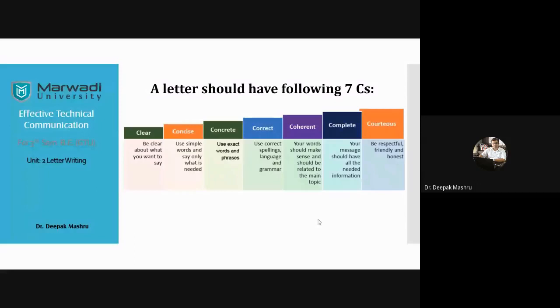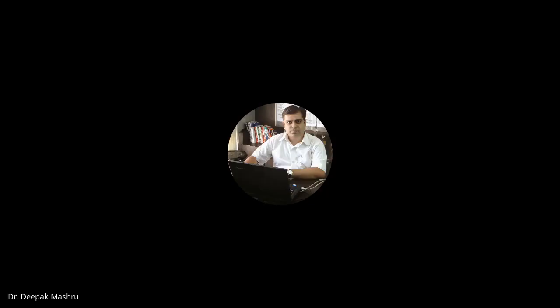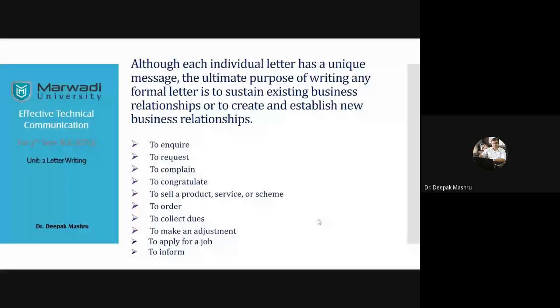Now, every individual letter is unique, we know that, right? Now, what is the purpose of writing a letter? It is very simple: to sustain the existing business relationship. That means whatever existing business relationship is there, you need to sustain and maintain that, and create and establish new business relationships. That is what letter writing does, right?